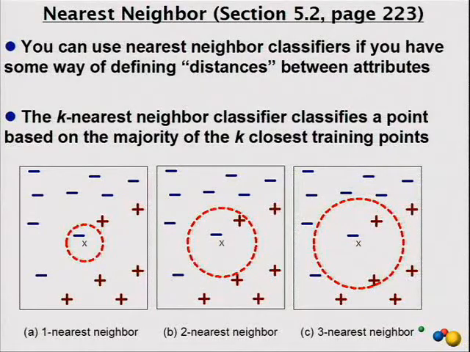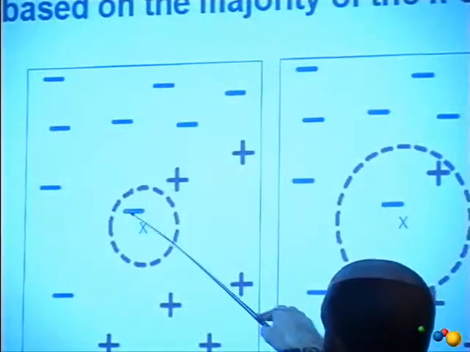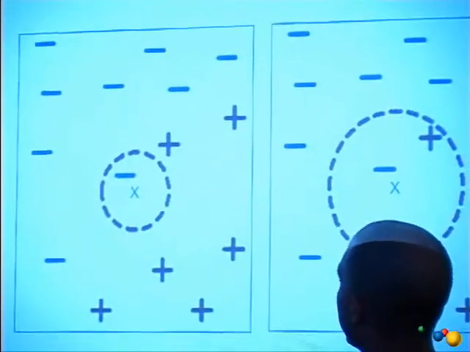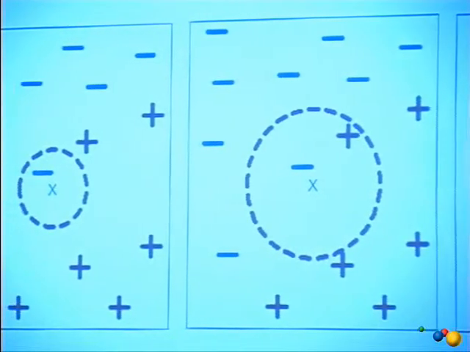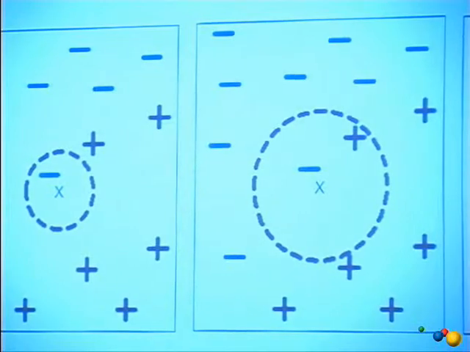For the k nearest neighbor classifier, you classify a point according to the majority of the k closest training points. Suppose I have this new point x, a point for which I want a classification. I look in my training data and find the closest point to it. The closest point is this point, which is negative, so I call the point negative. That would be the one nearest neighbor: for every point you want to classify, find the closest point in your training data. It's the most obvious thing you could do.